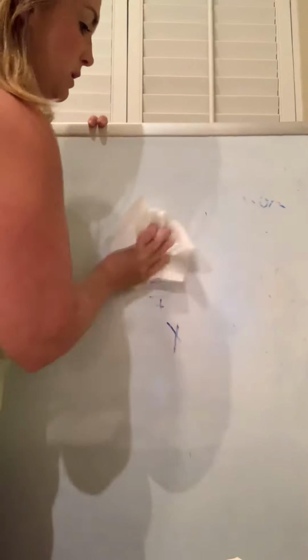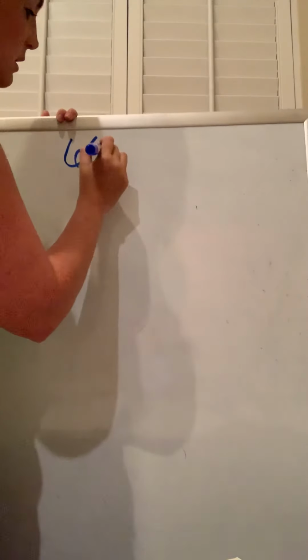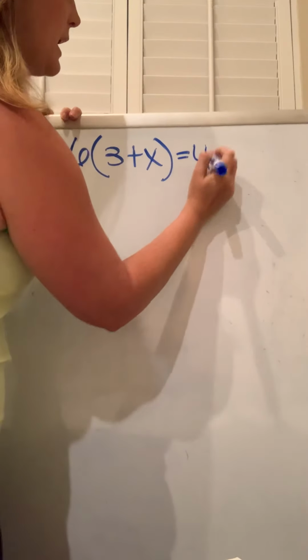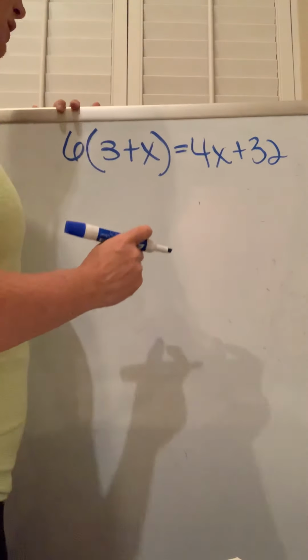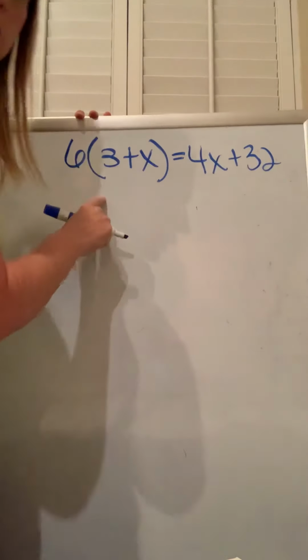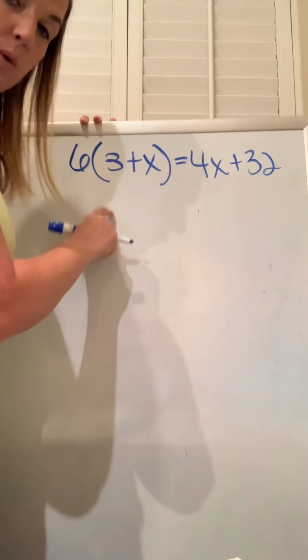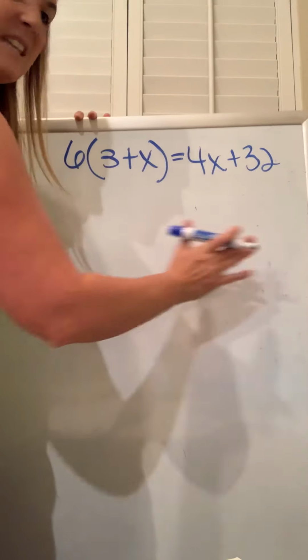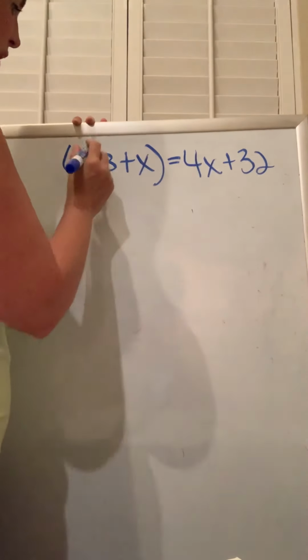All right, let's do a couple with the distributive property. All right, 6 times 3 plus x equals 4x plus 32. Okay? All right, so when I do this problem, I'm going to distribute first. We always distribute no matter what. If we have the distributive property, we want to distribute. We're not dividing in this case because we can't divide this by 6. Okay, so we are definitely distributing first.